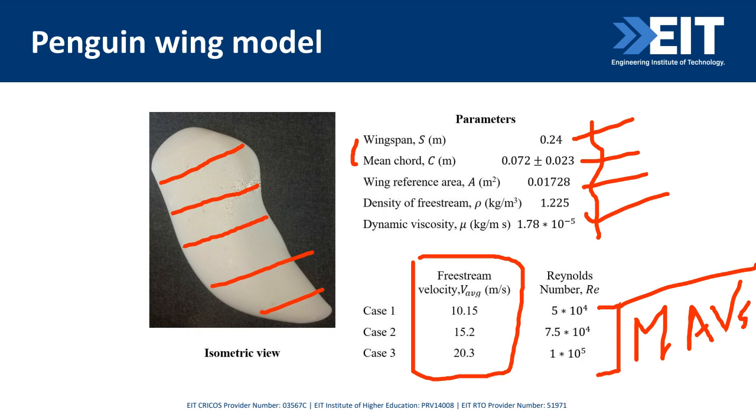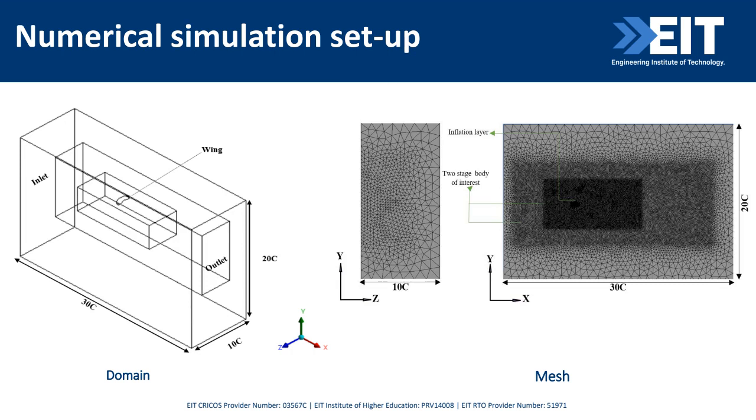So here is the domain that I generated for my penguin wing, and this is the mesh that I generated for the simulation. The number of elements for that generated mesh was quite high, but for the simulation that I will demonstrate today, I just scaled it down so that we can do it very quickly. I already did it. I already opened it as well.